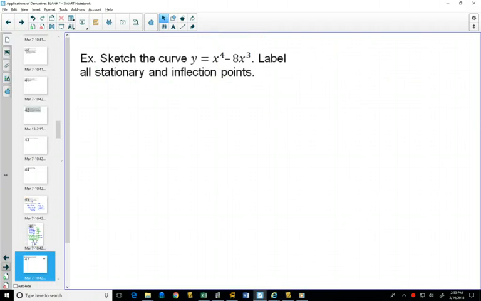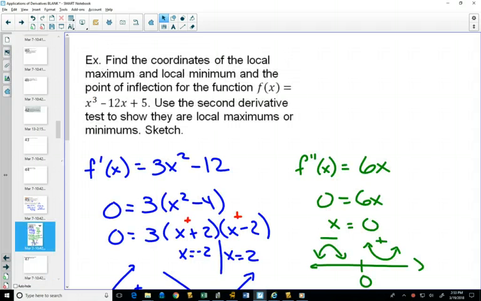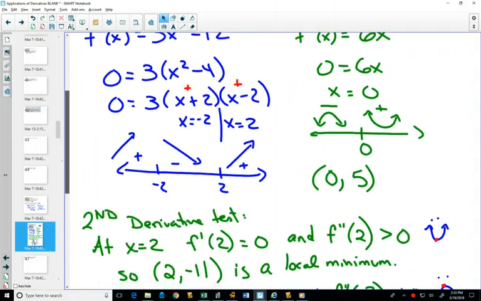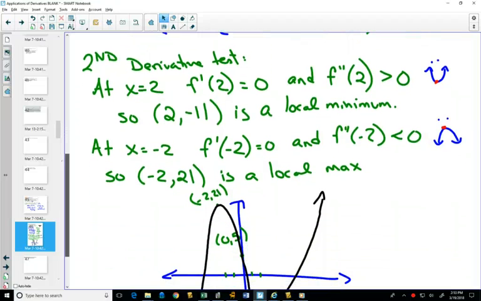Wait. Yep. Did you plug in -2, 21? -2, 21 up there.